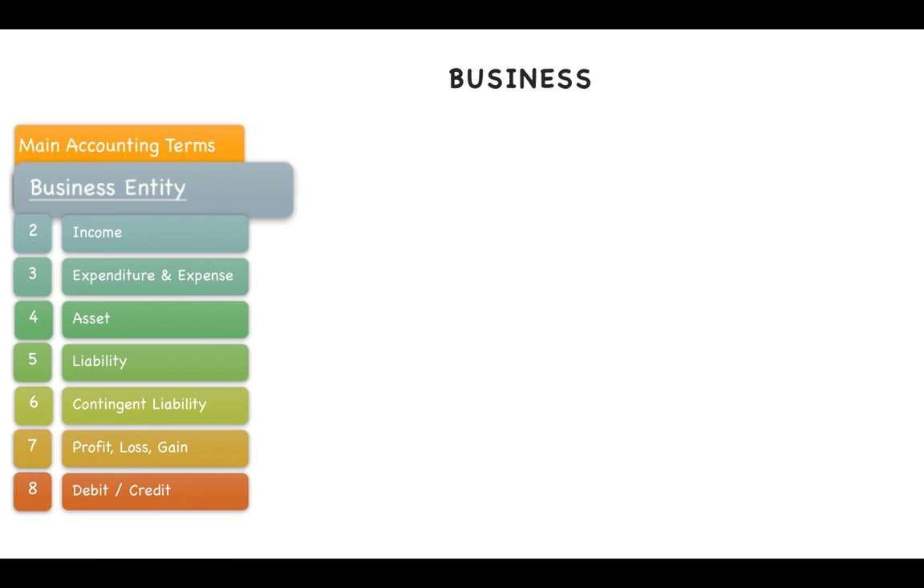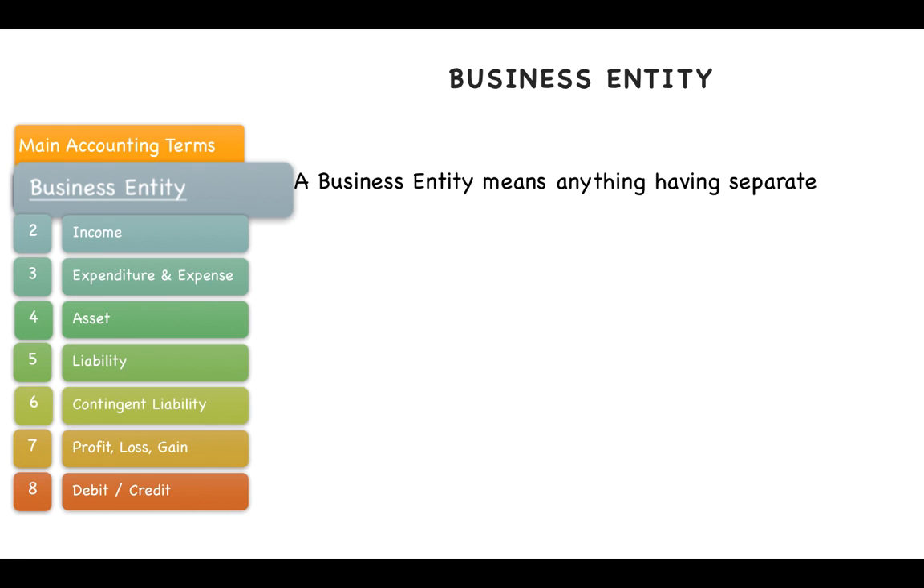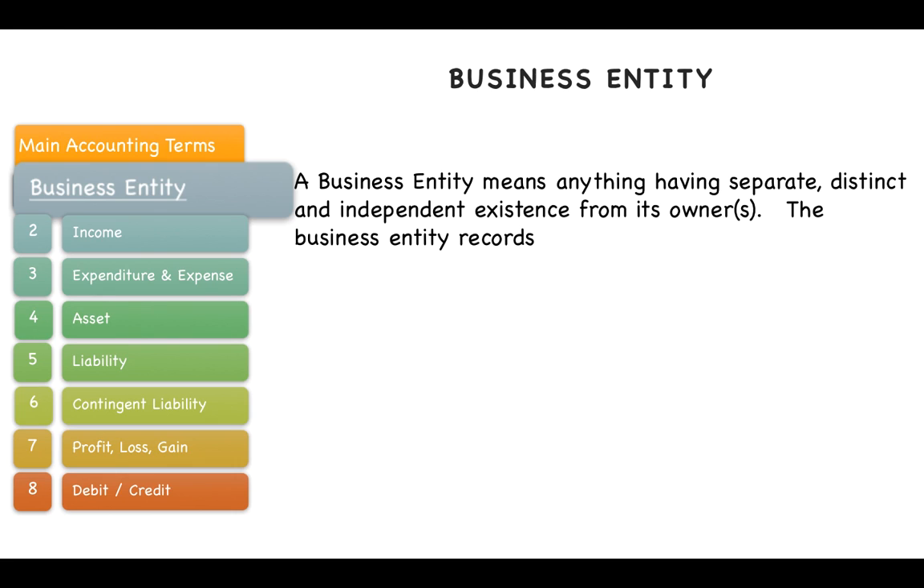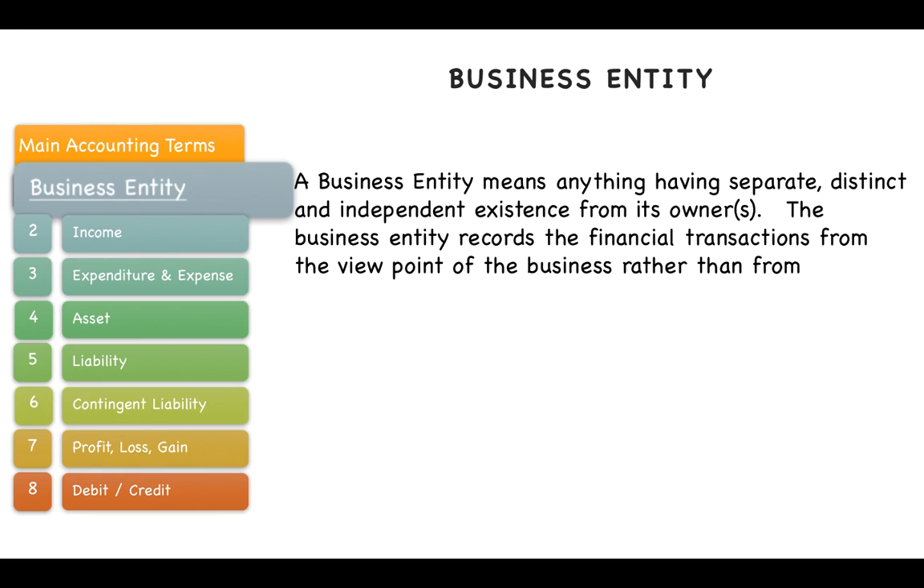The first one is business entity. A business entity means anything having separate, distinct, and independent existence from its owners. The business entity records the financial transactions from the viewpoint of the business rather than from that of the owner. That means the business and the owner are two different legal entities.